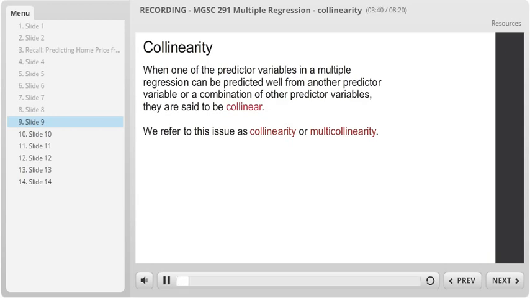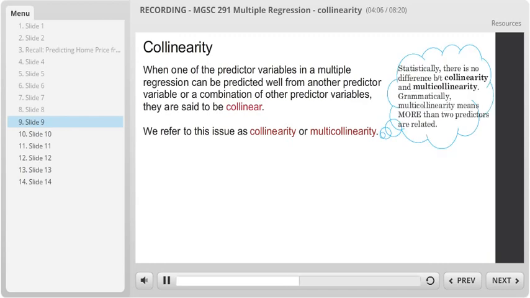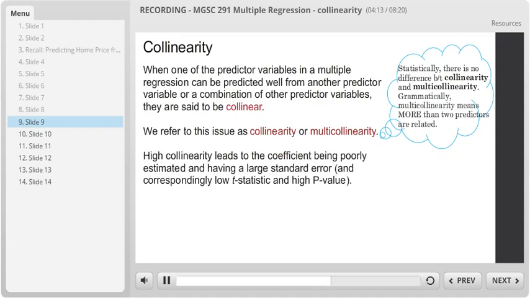To review, when one of the predictor variables in a multiple regression can be predicted well from another predictor or combination of other predictors in the model, those predictor variables are said to be collinear. When two or more collinear predictors are included in the same model, we say there is collinearity or multicollinearity in the model. It is important to be aware of collinearity in a model because it can lead to the coefficient being poorly estimated and having a large standard error. This could lead one to conclude that a predictor is not important to the model when it actually is. Additionally, the coefficient may seem to be the wrong size or even the wrong sign. This can cause issues when investigating the relationship between a predictor and the response.